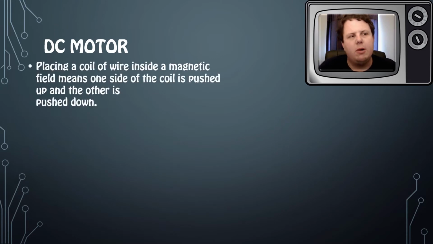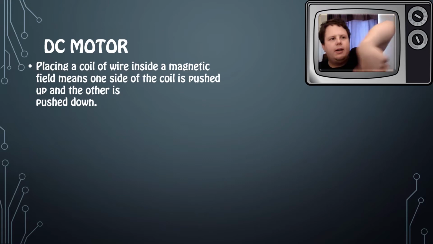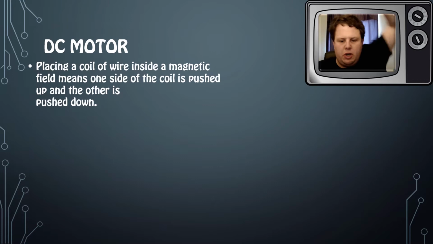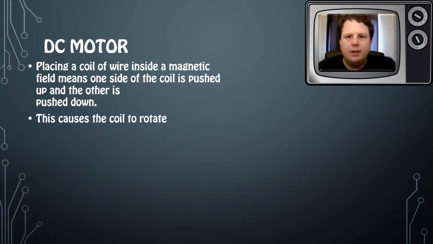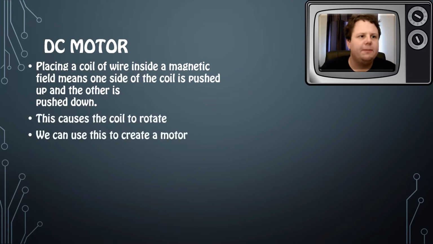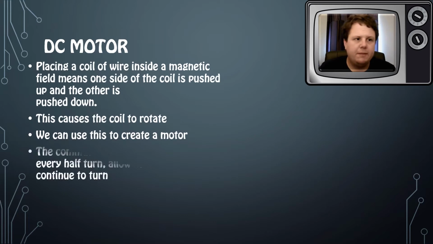Okay, so our motor then. So if we place a coil of wire inside a magnetic field, this means that in one direction our current will be going one way, and in our other direction our current will be going the other way, and this means that one side is pushed up and the other side is pushed down. This causes our coil to rotate, and this is a motor.